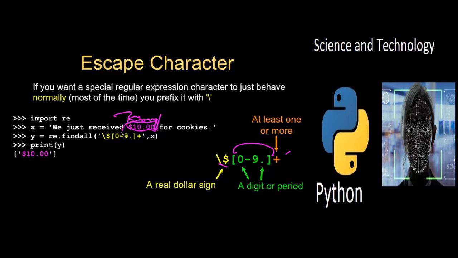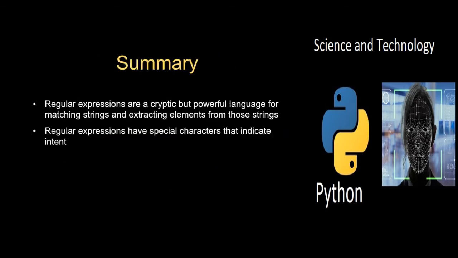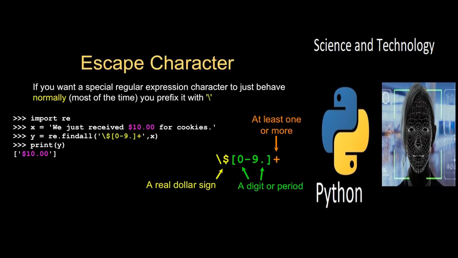That's kind of why greedy has to be the default. If it wasn't doing greedy matching, it would stop here because it would find a $ sign. Non-greedy would find a $ sign and one character, and then it would give us $1 rather than $10.